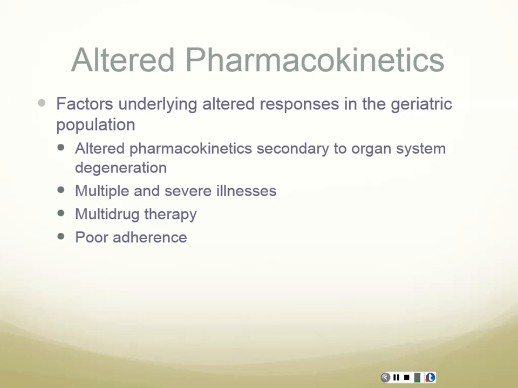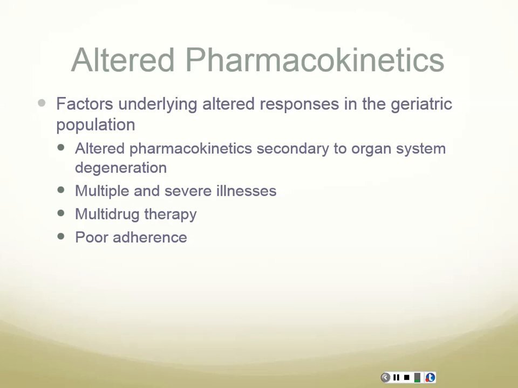Factors underlying altered responses in the geriatric population, we've already talked about this. Secondary to altered pharmacokinetics, secondary to organ system degeneration. That's a fancy way to say that our patients are aging, so nothing's going to work as well as it did when we were younger. Hepatic enzymes are going to be decreasing, and glomerular filtration rate is going to decrease, all of those things.